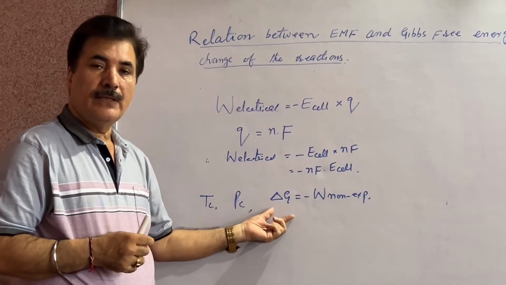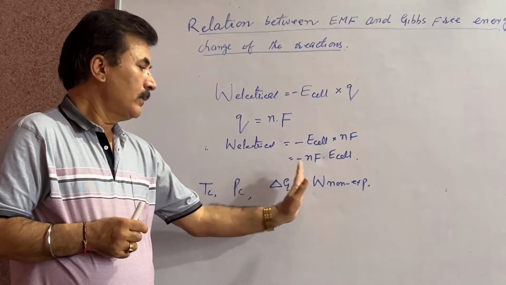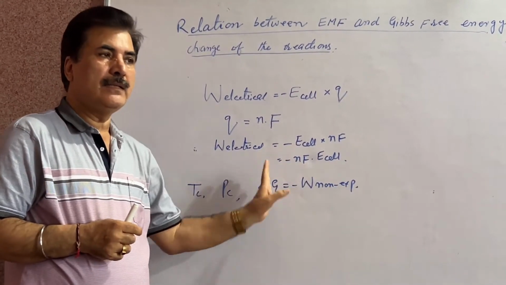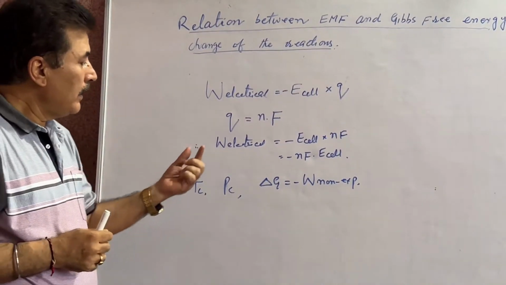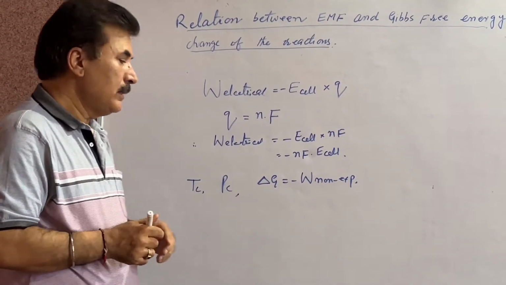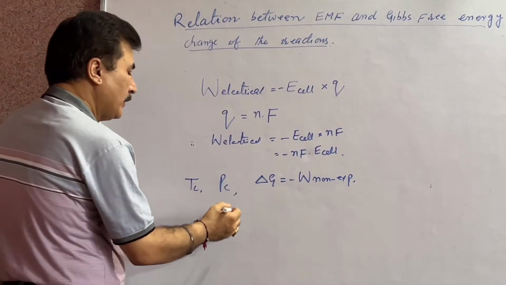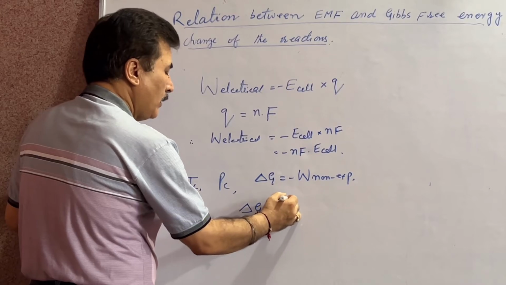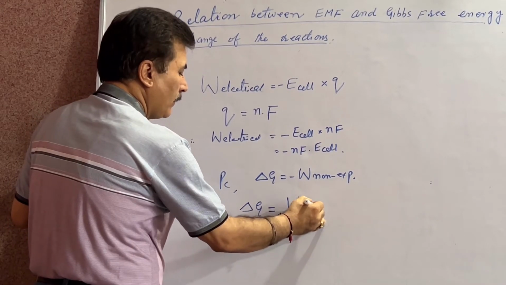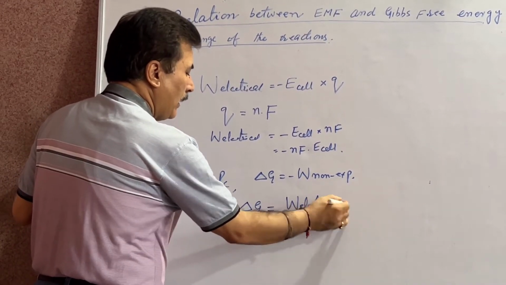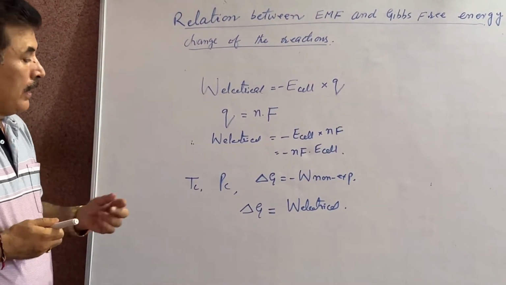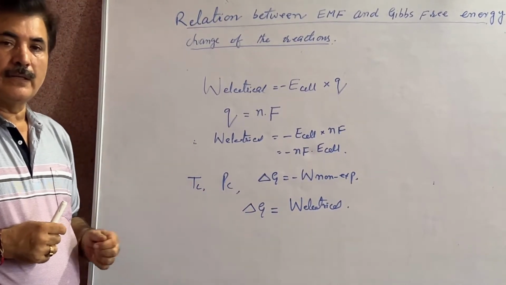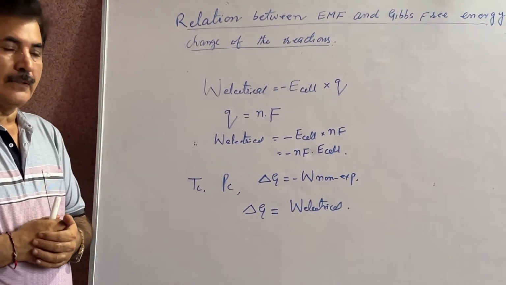Delta G is equal to minus work of non-expansion. That is work done by the system. That will lead to the decrease in the free energy. But here the work of non-expansion is equal to the work of electrical energy. Or we can say that delta G is equal to electrical work. Electrical work will lead to the decrease in the energy. It is itself a negative quantity. It will decrease the value of free energy.